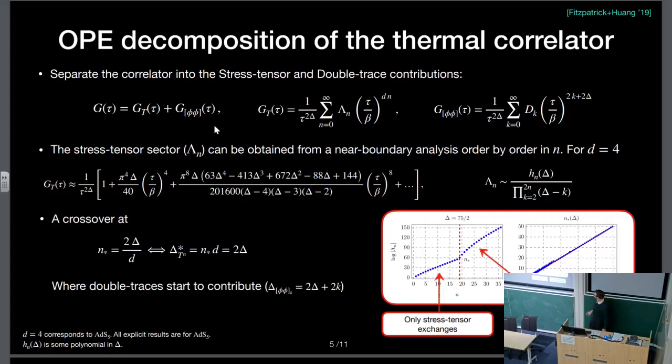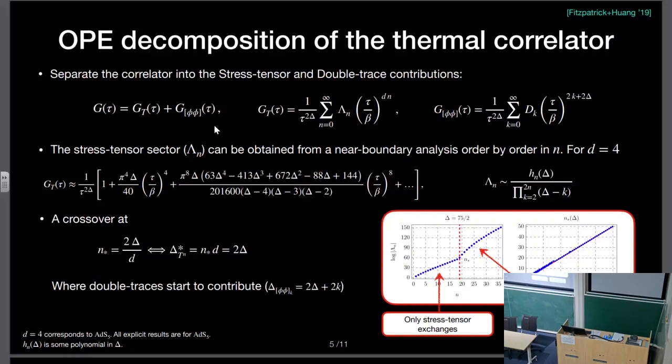The interesting things are these OPE coefficients lambda n and d k, which are resummed over all the operators which have the same spin and the conformal dimension that can be exchanged in the channel. There was an impressive paper by Fitzpatrick and Huang, which recently gave us a way of calculating just the stress tensor coefficient by solving in a perturbative way the holographic equation in the black hole bulk.